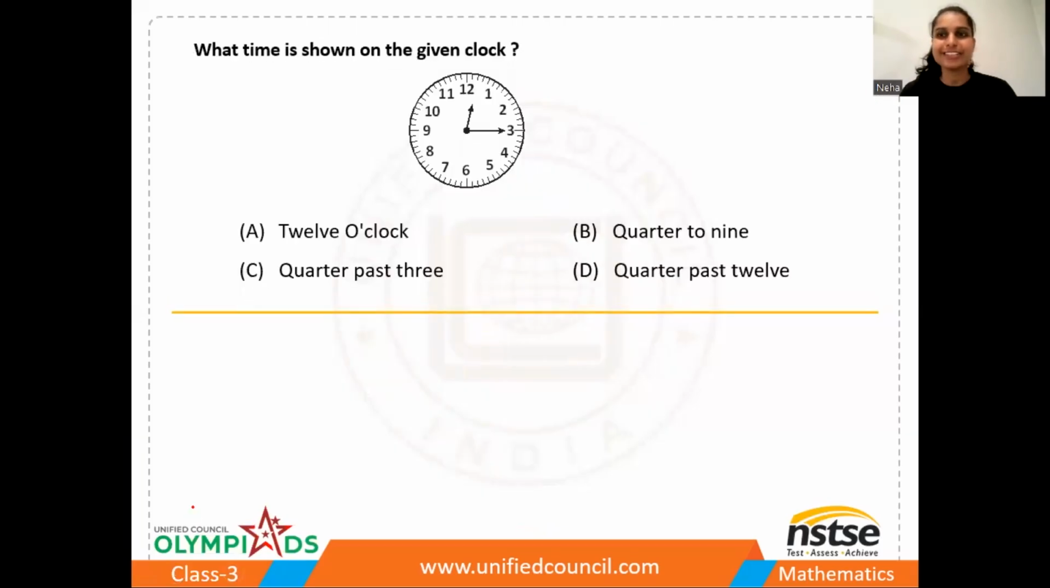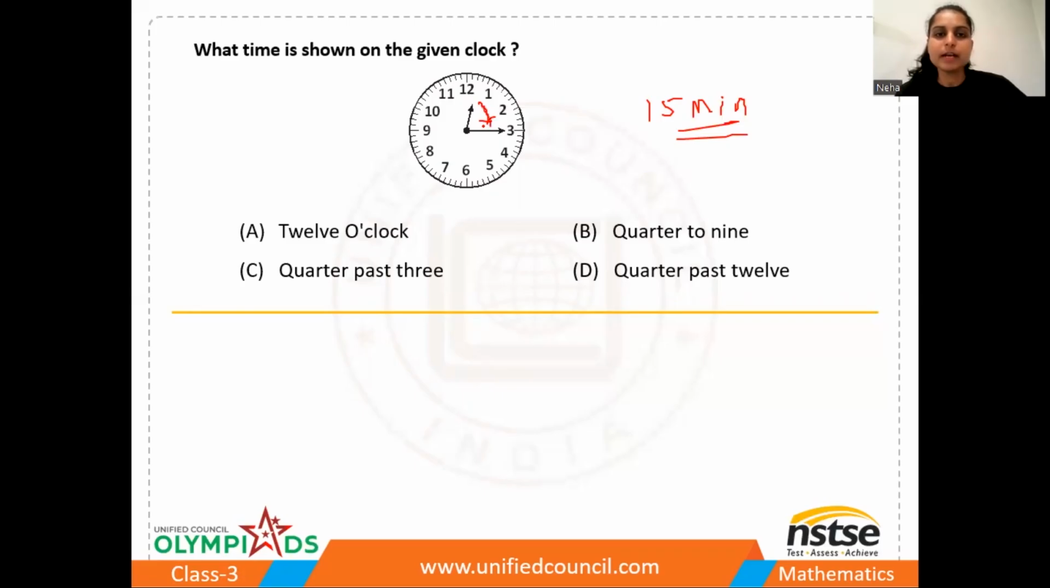Here is the next question. The next question says: what time is shown on the given clock? Alright, so one clock is given to me. The numbers from 1 to 12 are written here, and they are asking for the time. What is this time? In the clock I can see that this is 15 minutes, right? So 15 minutes I can say is a quarter, right?